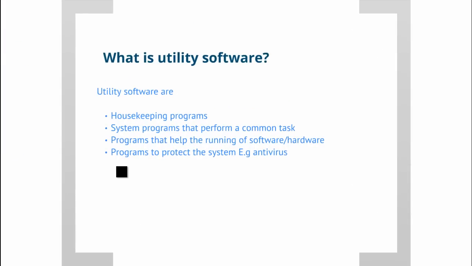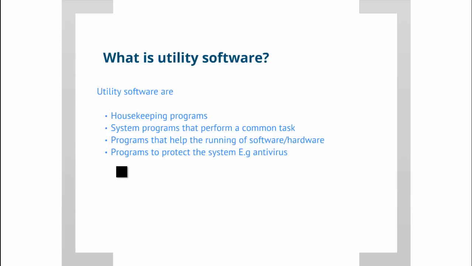So what is utility software? Utility software is housekeeping programs, system programs that perform a common task, programs that help running of software or hardware, and the programs to help protect the system, e.g.